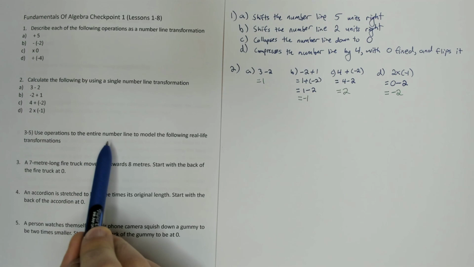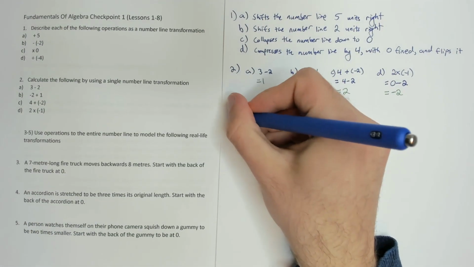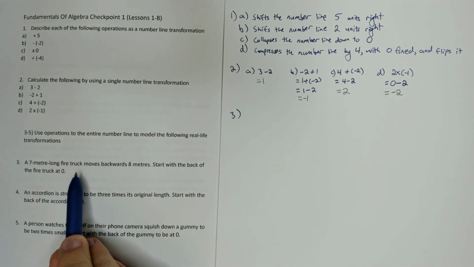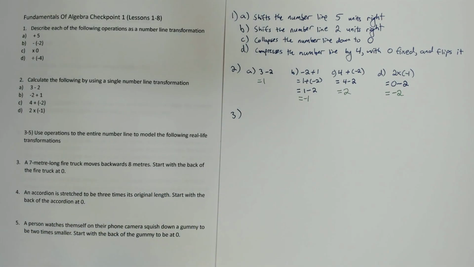Use operations on the entire number line to model the following real-life transformations. So basically, we have all of these different real-life scenarios, and we want to model them with a transformation to the number line. So let's start with number 3. It says a 7-meter-long fire truck moves backwards 8 meters. Start with the back of the fire truck at 0. Okay. So first of all, what kind of thing are we going to be doing to the number line? Well, we're looking at a fire truck moving backwards 8 meters. So that means we're going to be subtracting 8 from the number line, or shifting it to the left 8 meters.